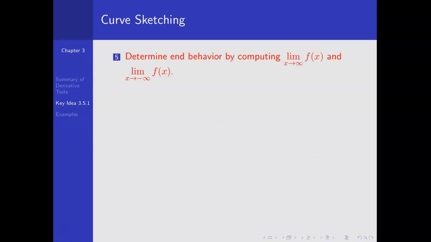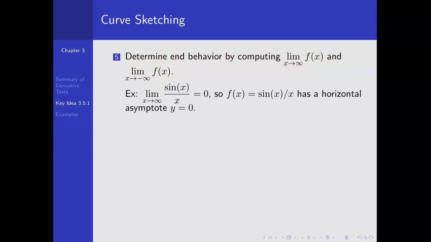Moving on to our next step, we determine end behavior by computing limits as x goes to infinity and x goes to negative infinity, and this may include some horizontal asymptotes. So, first example we're going to look at here, we're going to look at the limit as x goes to infinity of sine of x over x, which will be 0. Here's why.